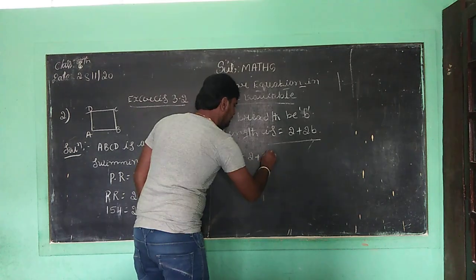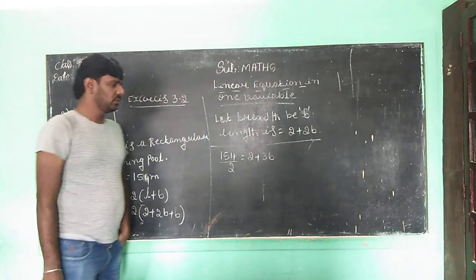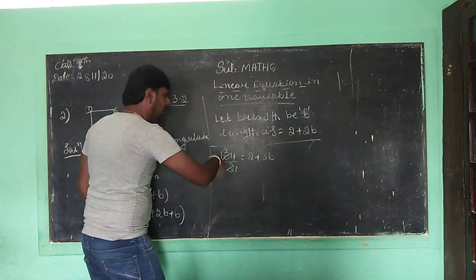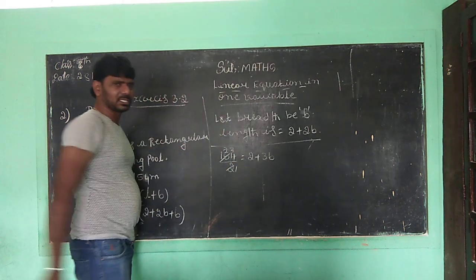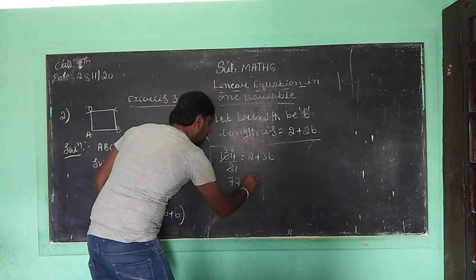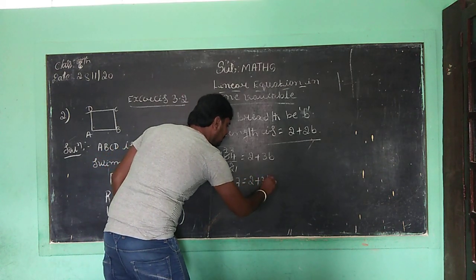3b. Correct children? This is 3b. Children, now we want to divide this one. 2 ones are 2, 2 sevens are 14, and again 2 sevens are 14. Correct children? 2 sevens are 14. Right, as it is, 77 is equal to 2 plus 3b.